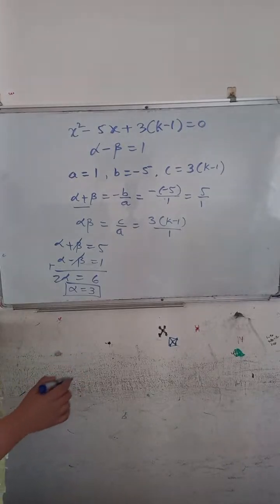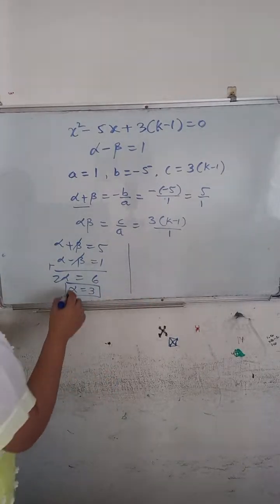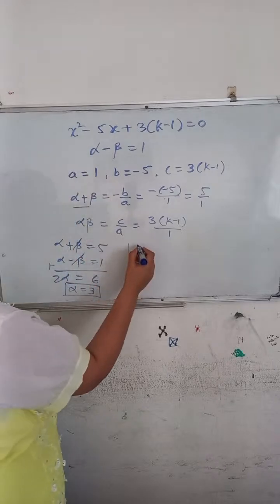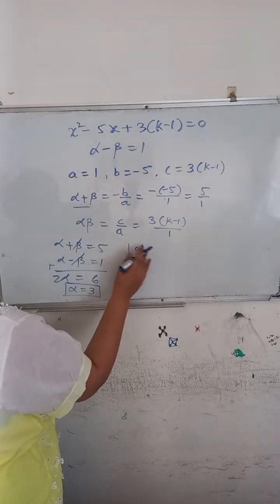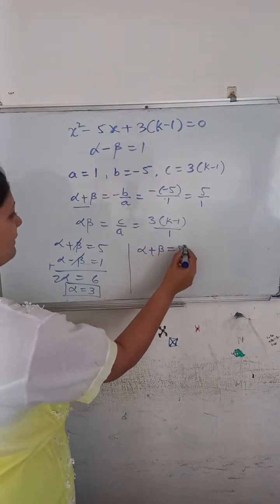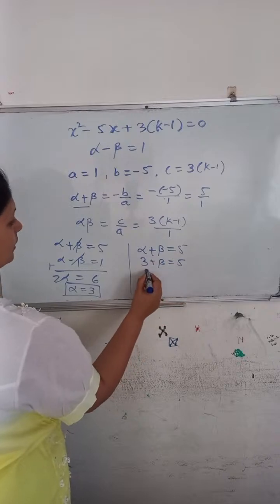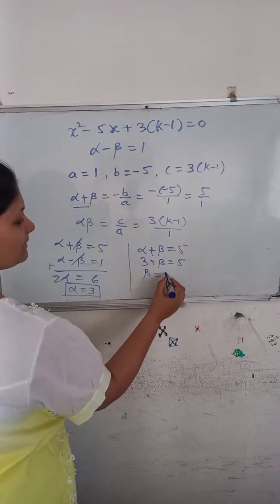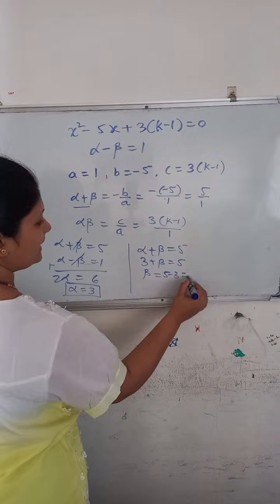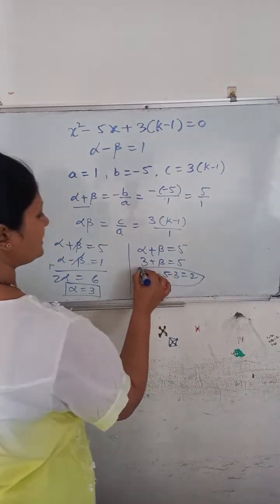Now they are interested in k. So that means you can calculate beta also. You can substitute alpha in any one of the equations. Alpha plus beta is 5. Alpha is 3. So beta is equal to 5 minus 3, that is equal to 2. Okay. So I got the value of beta as 2.